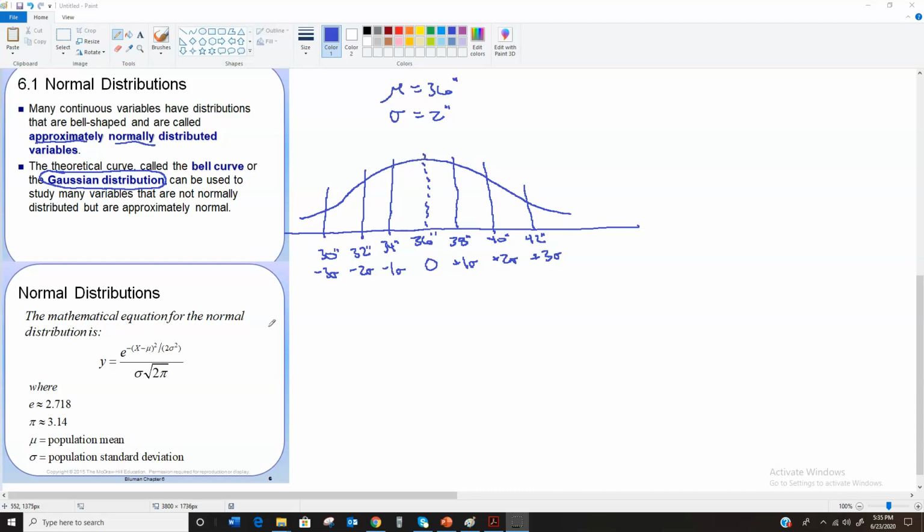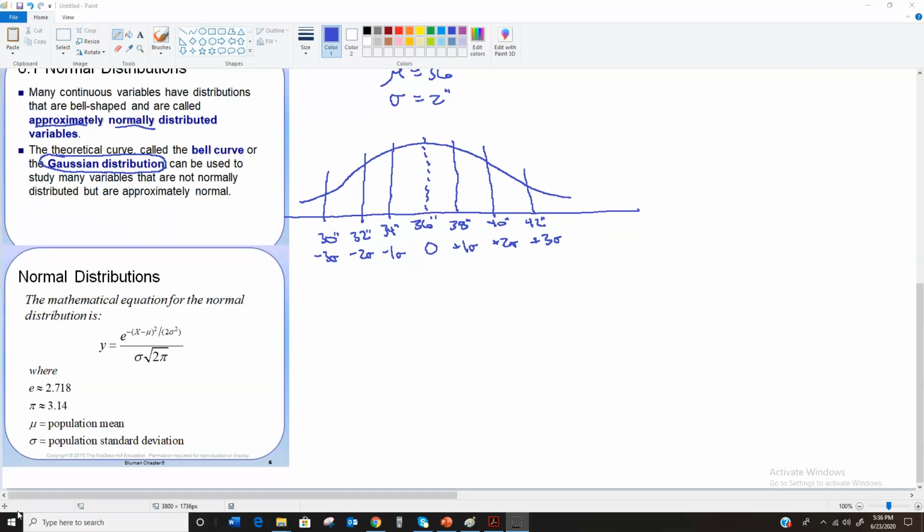So when we're talking about nature or the real world or real data, this comes into play a lot. So this right here is what we call the mathematical equation for the normal distribution. The nice thing is, even though we're going to show it, we aren't going to calculate this. We aren't going to do this at all.